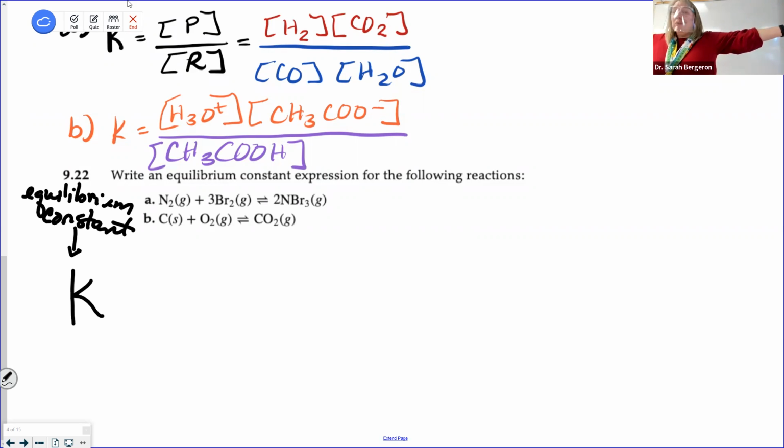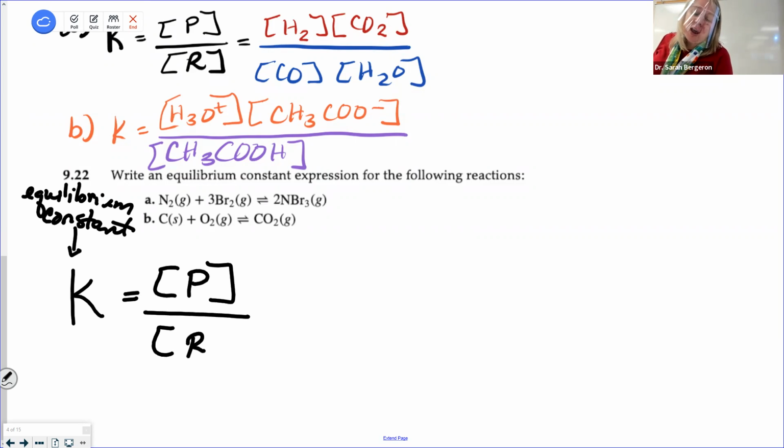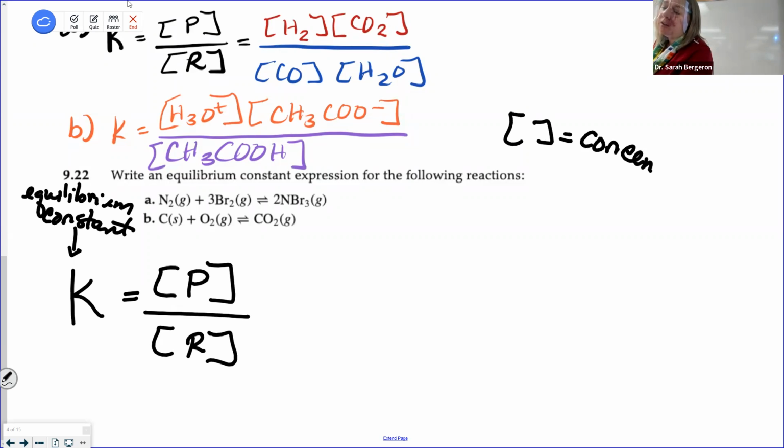Because what it really is, is a ratio of reactants to products. So K, just like we said, is a ratio, but it's the products on top and the reactants on the bottom. Now, why did I put brackets around the P and the R? What do brackets mean? Concentration. So it's the concentration of the products divided by the concentration of the reactants. So remember, it's kind of like the end on top. So when we do this, we have to take into account everything that's a product and everything that's a reactant.